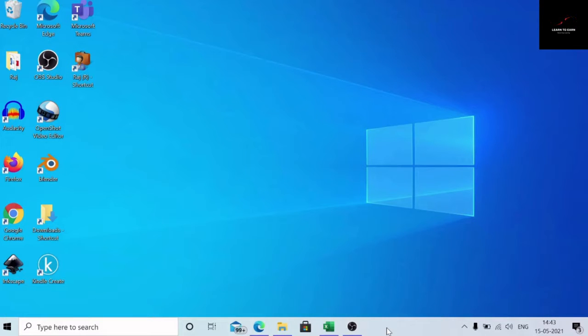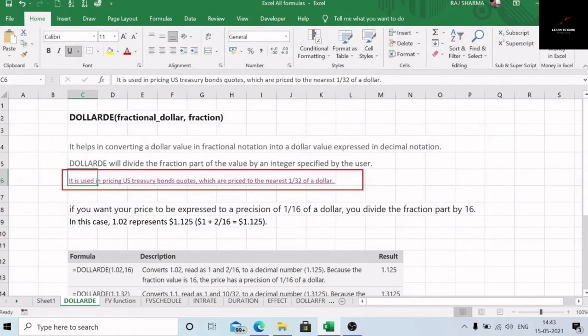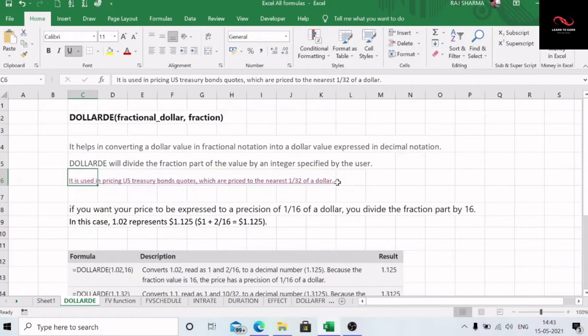Hello friends, in this video we are going to talk about an Excel formula called DOLLARDE. This formula is again a very useful formula. It is used in pricing US Treasury bond quotes, which are priced to the nearest 1 by 32 of a dollar. Now it may sound a little bit confusing.